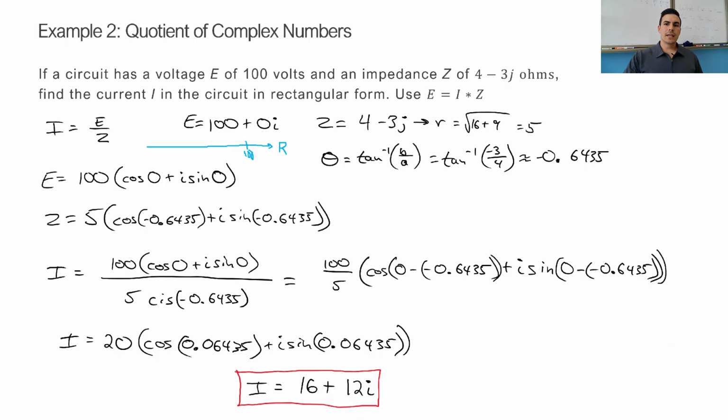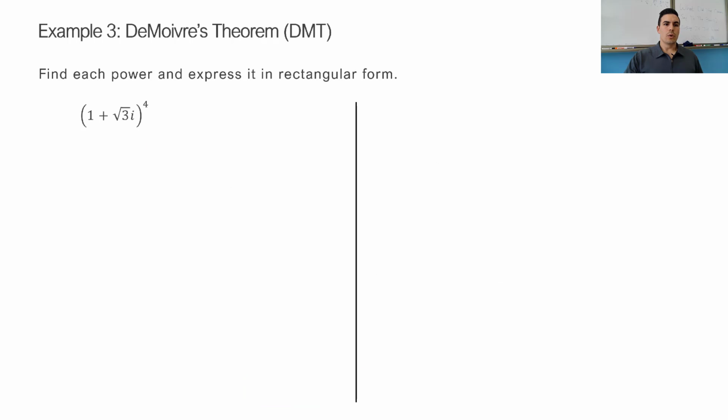All right, let's go ahead and take a look at using our DeMoivre's theorem. We're going to call this DMT also, because DeMoivre is a little bit tough to pronounce sometimes. So we'll call this DMT. Okay. Let's go ahead and find our power and express it in rectangular form. So we have our complex number 1 plus root 3i raised to the 4th power.